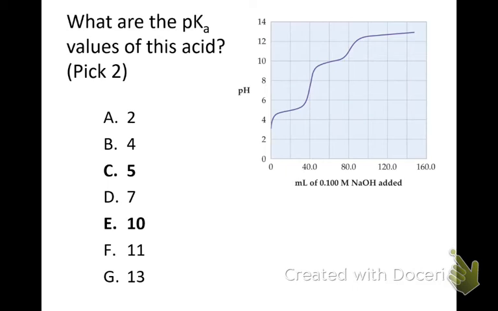For this unknown acid, what are the 2 pKa values? This is a diprotic acid. We see that the 2 pKa values are 5 and 10. And the way we figure that out is the same way we did before, where we look for the 2 equivalence points and then look for the 2 halfway points, or the 2 places where the slope of the curve equals 0. And we see that the pH at those half equivalence points is about 5 and about 10.